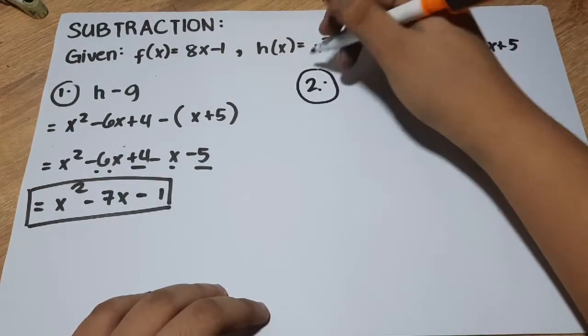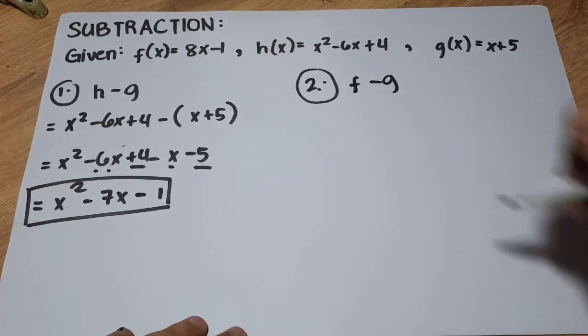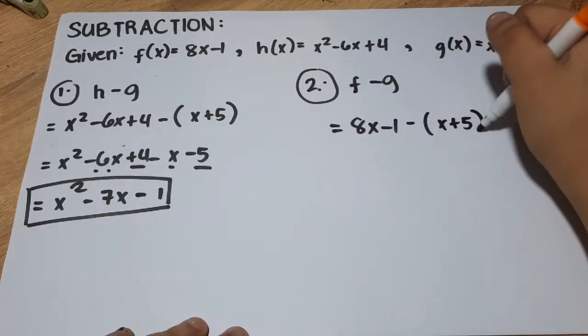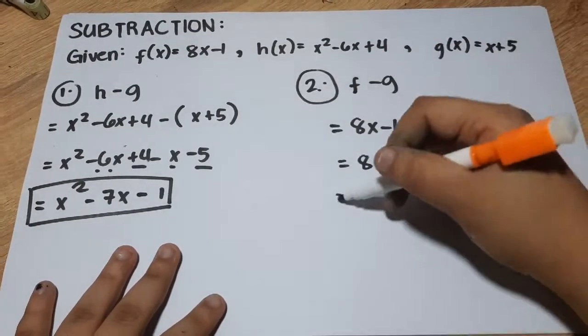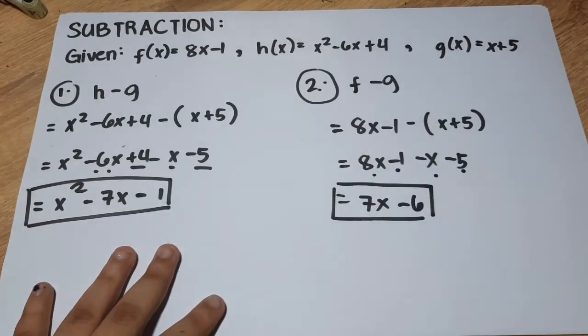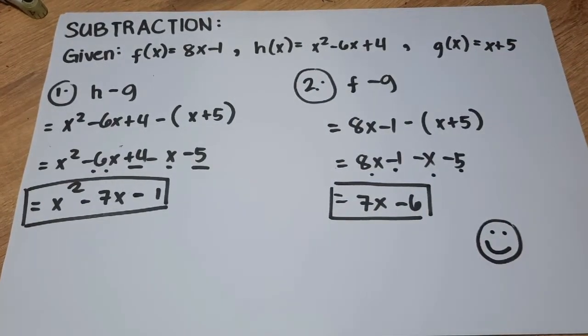Now for our example number 2, we have f minus g. Now again, we write the values of f minus g inside the parentheses, remove the parentheses, and then combine the like terms. We get 7x minus 6.